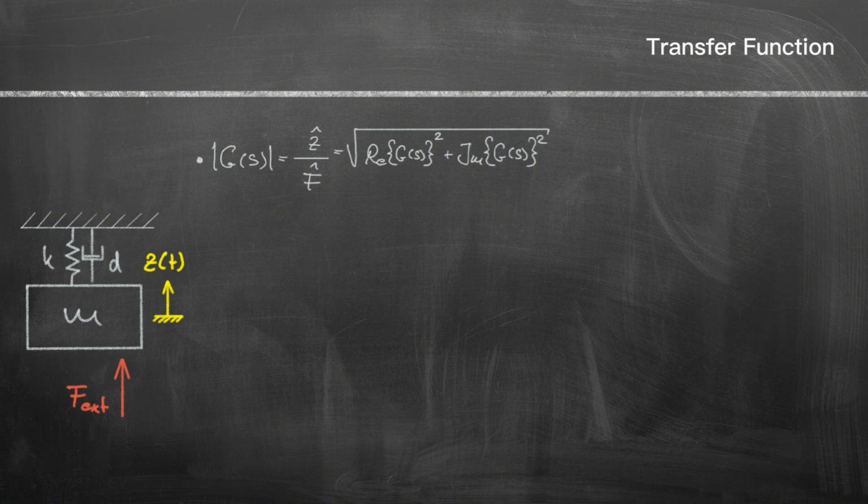On the one hand, we are interested in the amplitude amplification, meaning how much amplitude the output quantity z produces per input force F. This is calculated as the square root of the square of the real part plus the square of the imaginary part. In addition, we also need the phase shift, meaning how much the response lags behind the input signal. This is given by the arctangent of the ratio of the imaginary part to the real part and is usually denoted as phi.